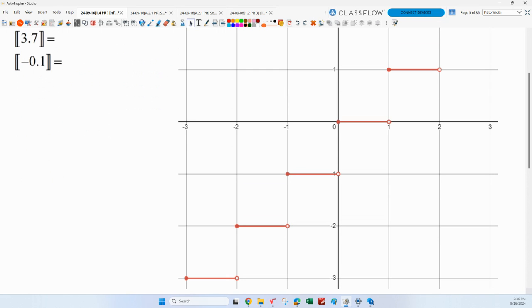Because if I input a value greater than 0 but less than 1, the greatest integer that's less than or equal to 0 is 0. The greatest integer that's less than or equal to 0.99999 is still 0. But the greatest integer that's less than or equal to 1 is 1. So every time we move to another integer, it's going to move us up the infinite staircase one stair, right? And that's what we end up getting. So that's what the greatest integer function looks like.